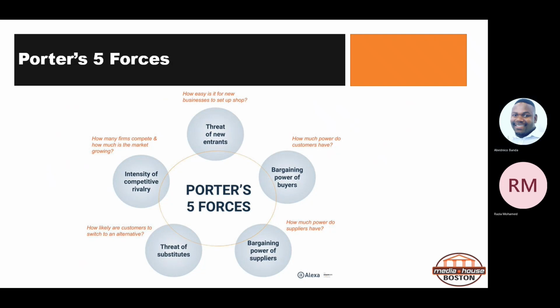How easy is it for a business to set up shop? How much power do customers have? Think about the power that Apple customers have. How much power do suppliers have? Then the threat of substitutes. How likely are customers to switch to the alternative? And lastly, the intensity of competitive rivalry. How many firms compete and how much is the market growing?